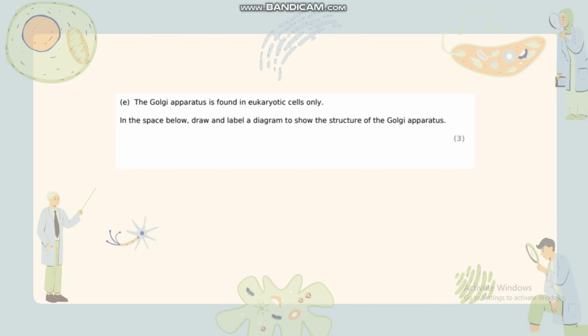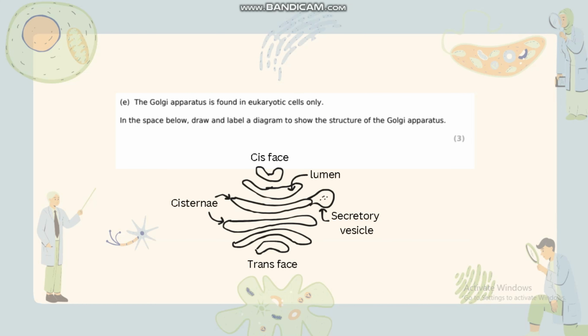In the space below, draw and label a diagram to show the structure of Golgi apparatus. So you can draw something like this. Flattened curved sacs decreasing in size. We got cis phase and trans phase. We got cisternae, lumen, and secretory vesicle.